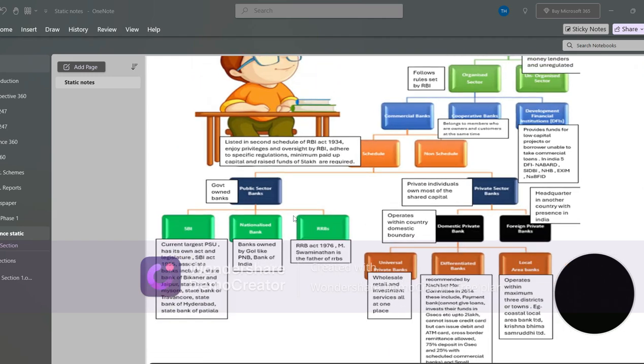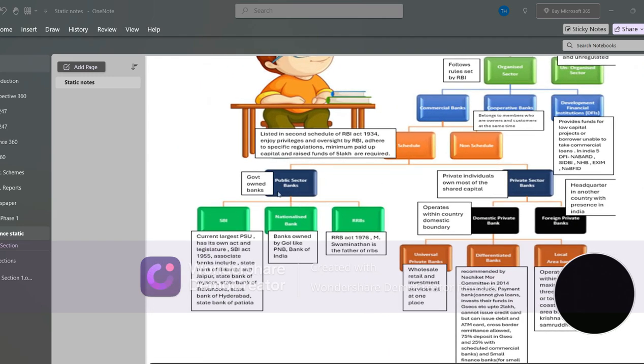Now, scheduled banks can be divided into two parts: public sector banks and private sector banks. Public sector banks are government owned, and private sector banks are owned by private individuals. Public sector banks have three parts. First is SBI, since it is the largest PSU and it has its own act and legislation, the SBI Act 1955.